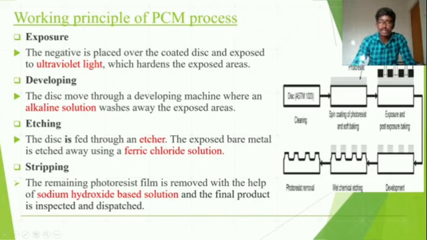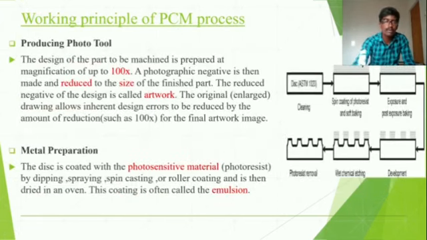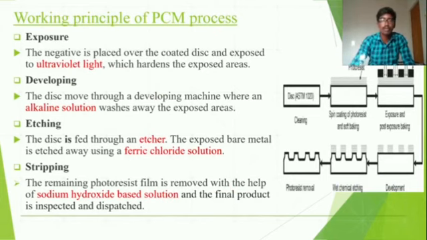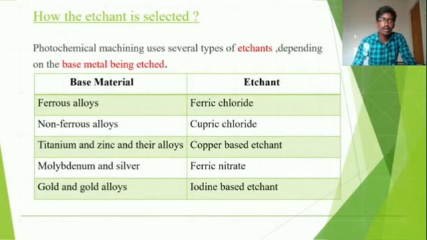The etched disc is placed in a tank full of sodium hydroxide based solution to remove the remaining unwanted photoresist coating. So all the six steps explain the working principle of the photochemical machining process. This slide deals with how the chemical etchant is selected to do the etching process. Photochemical machining uses several types of etchants depending on the base metal being etched. So for the corresponding base metal, the etchant is used.